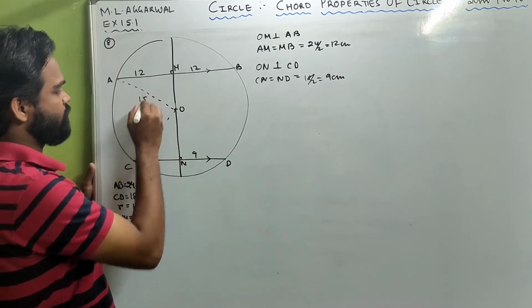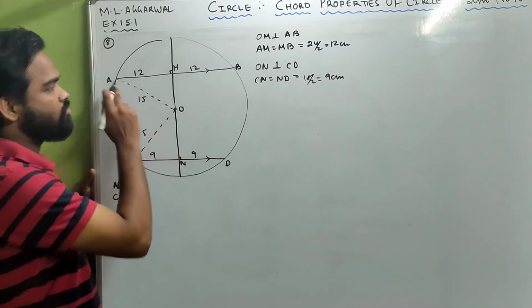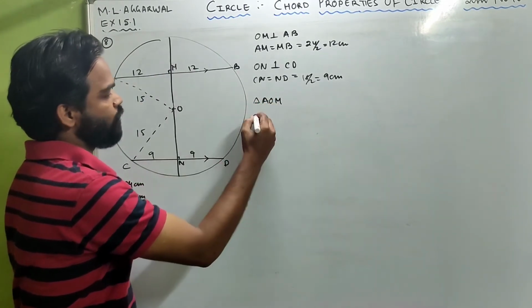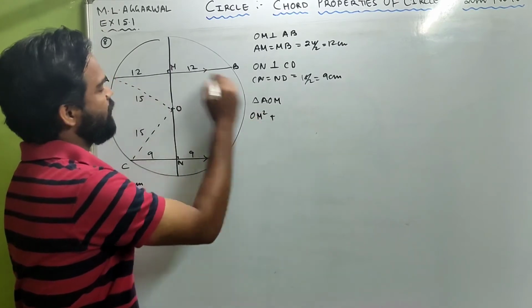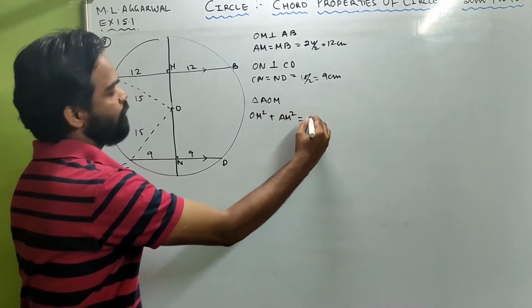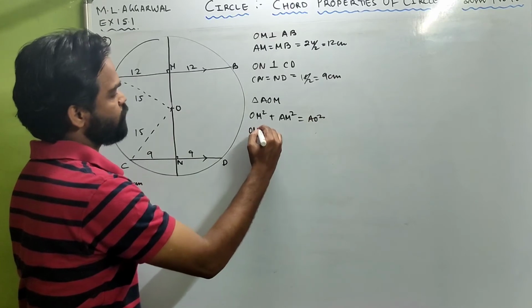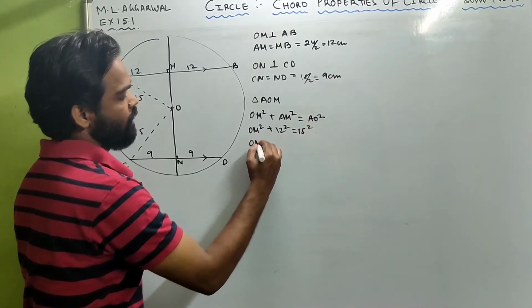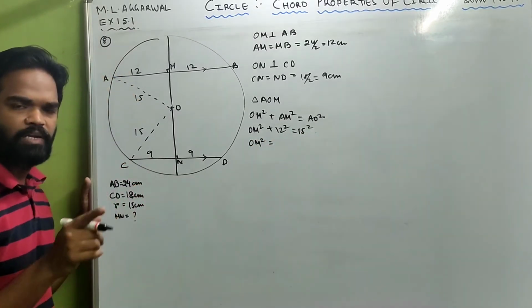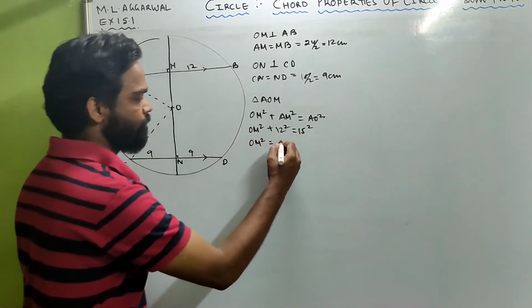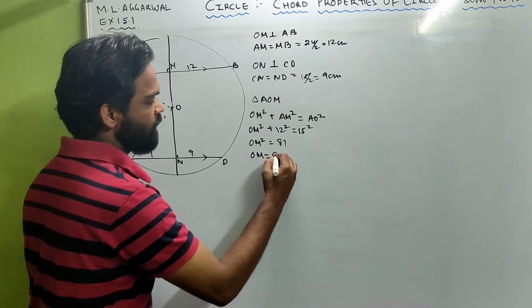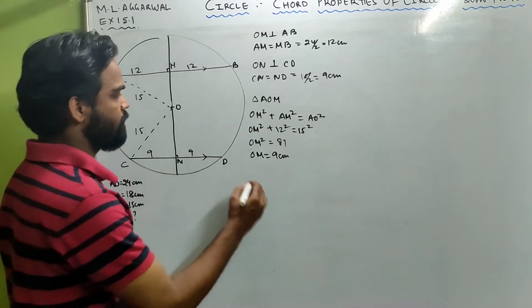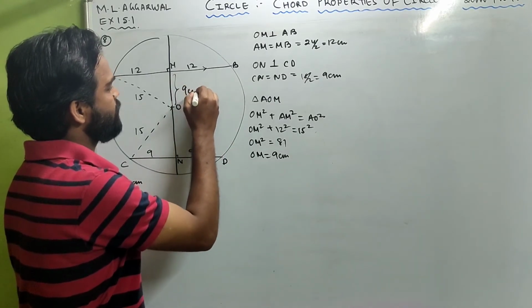The radius is given as 15. Now look at triangle AOM. Over there, OM square plus AM square is equal to AO square. That's OM square plus 12 square equals 15 square. So OM square will be 225 minus 144. That's 81. So OM will be 9 centimeter. No doubt in that. Got it? So this is 9 centimeter.